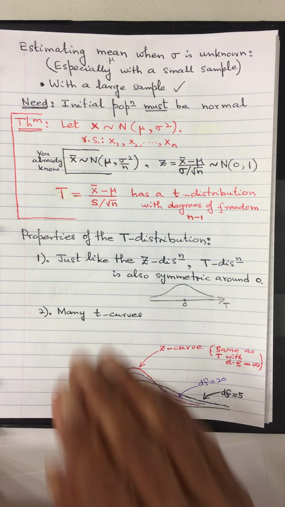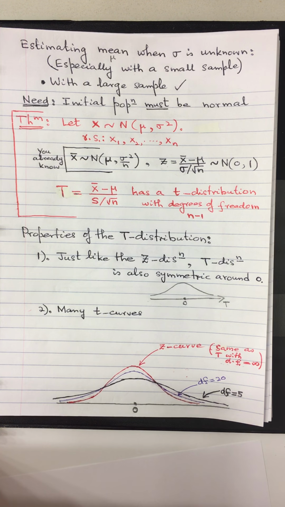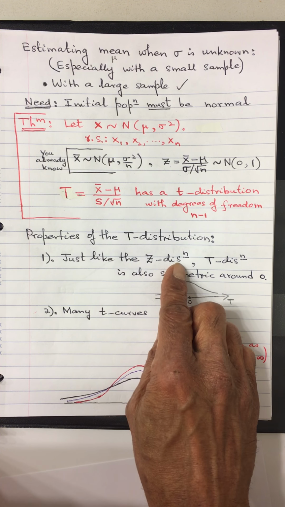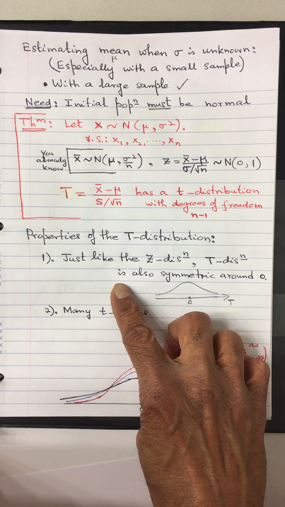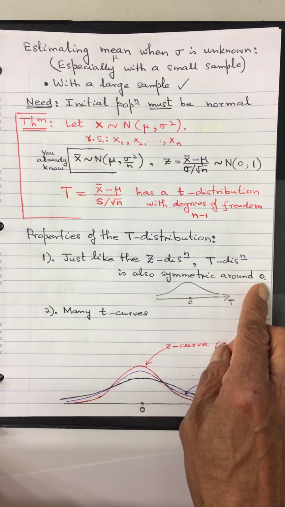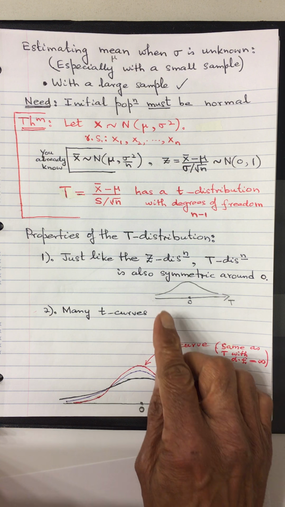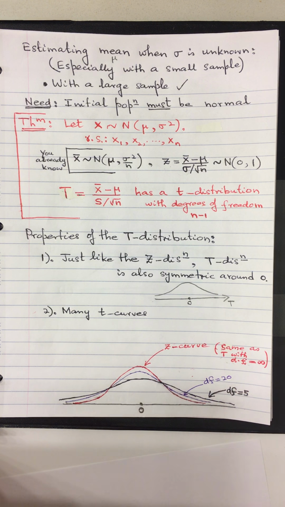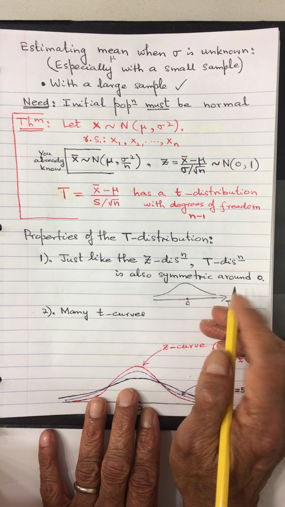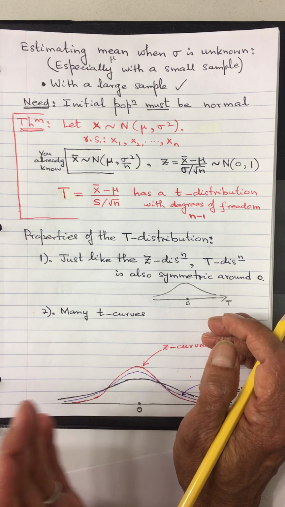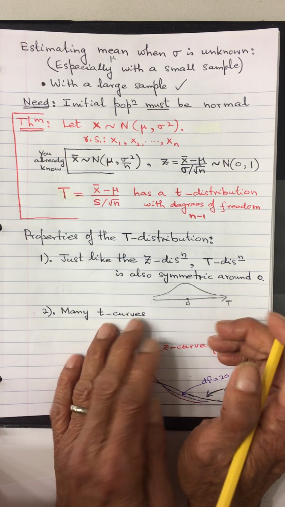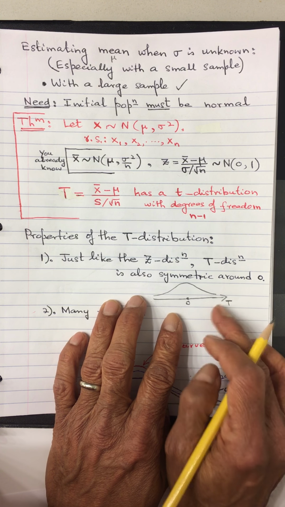Let us look at the properties of the t distribution. The first property: just like the z distribution, the t distribution is also symmetric around 0. Then you might think, what's the difference between the t and the z? There was a property with the normal distribution: you remember that within 3 standard deviations of the mean, everything has to be there. That is not correct for the t.